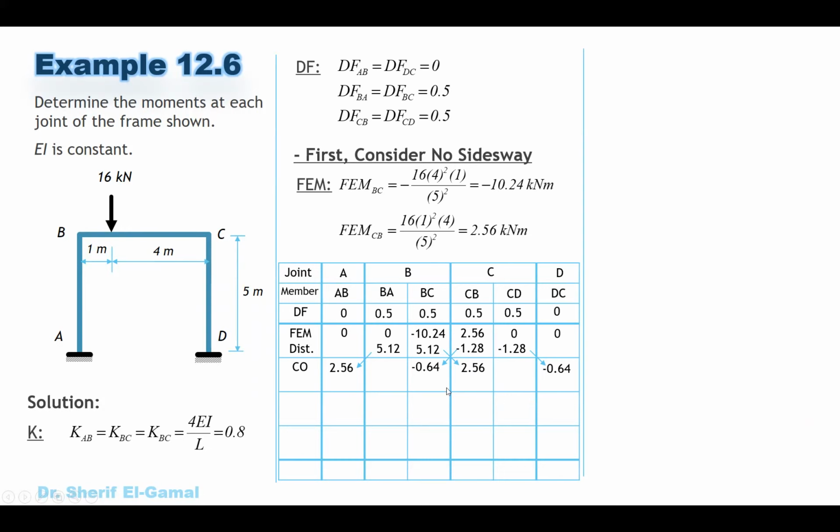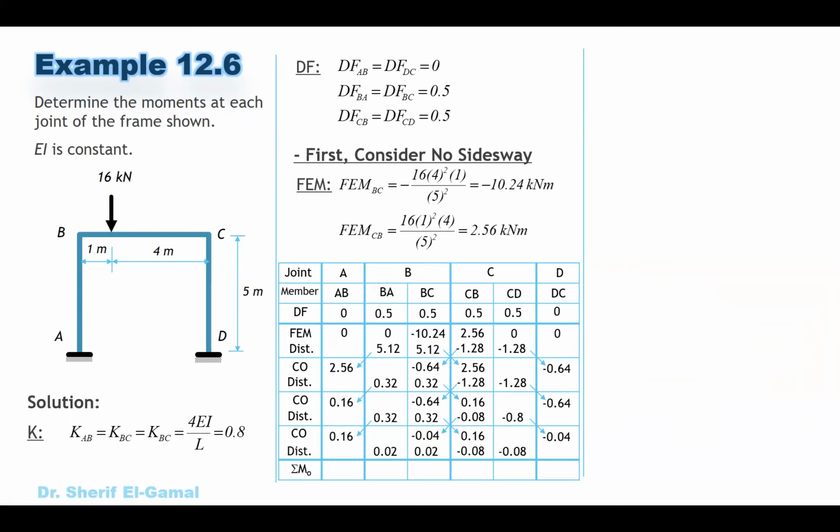Now let's repeat the same step by doing the distribution. So minus 0.64, this will be positive, positive, multiplied by 0.5 and 0.5, you get the values. The same for the second one. This is positive, so the distribution will be negative, negative, and so on. Then you can repeat the same steps to get the carryover, distribution, carryover, and distribution. And then you can get the summation of the moments, starting from the fixed end moment until the end. So these are the values of the moment M sub 0 from the first case, when we consider no sidesway.